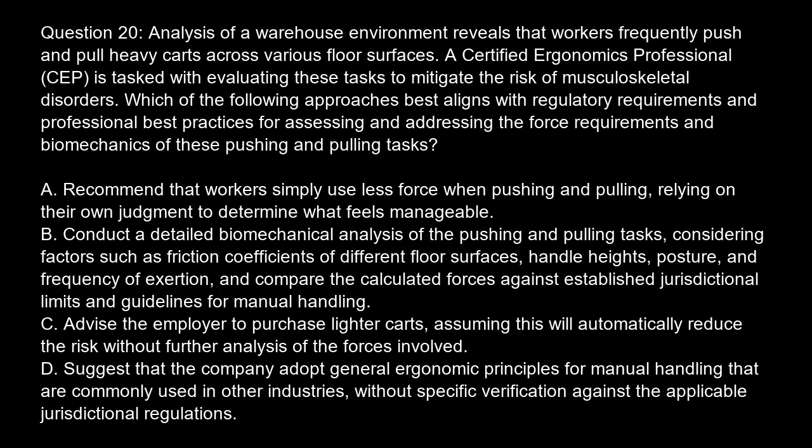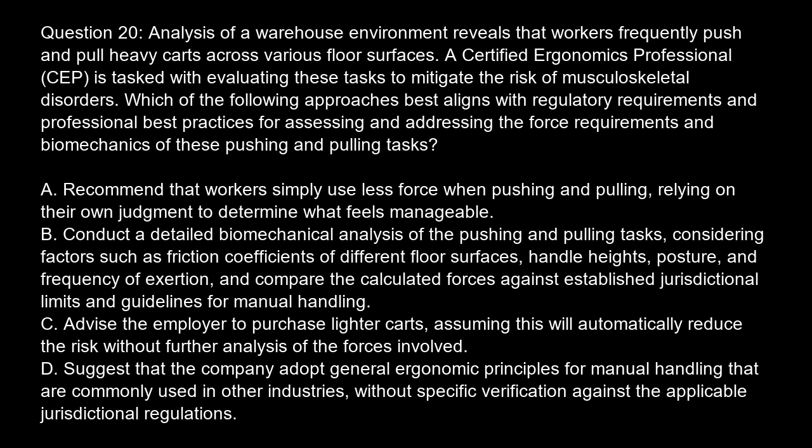Question 20. Analysis of a warehouse environment reveals that workers frequently push and pull heavy carts across various floor surfaces. A certified ergonomics professional, CEP, is tasked with evaluating these tasks to mitigate the risk of musculoskeletal disorders. Which of the following approaches best aligns with regulatory requirements and professional best practices for assessing and addressing the force requirements and biomechanics of these pushing and pulling tasks?